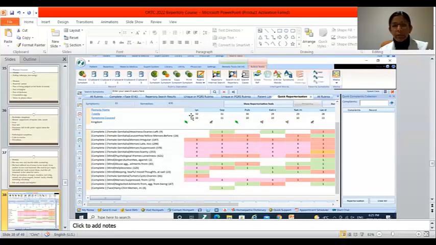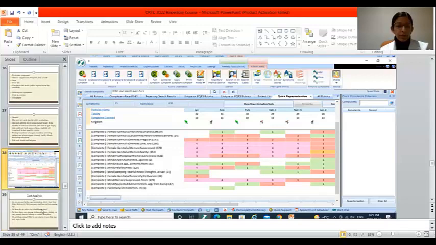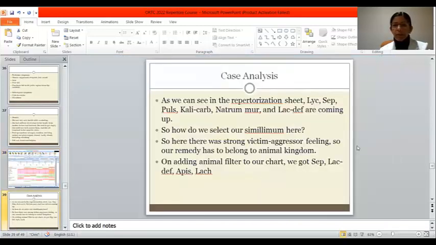So these rubrics were taken, and this was the repertorial chart which I made, in which I got these prominent remedies: Lycopodium, Sepia, Pulsatilla, Calcarea carbonica, Natrum muriaticum, and Lac defloratum. So these were the remedies, as we can see on the repertorial analysis. So now what do we select? How do we select our simillimum here?